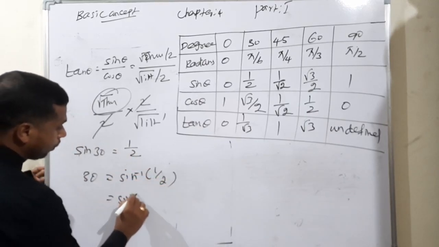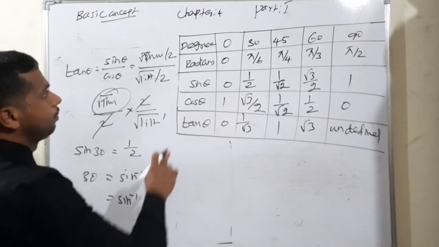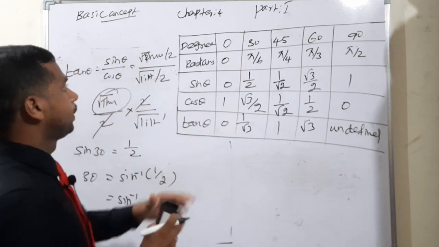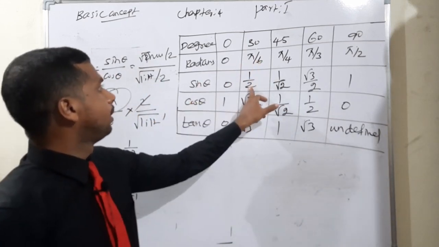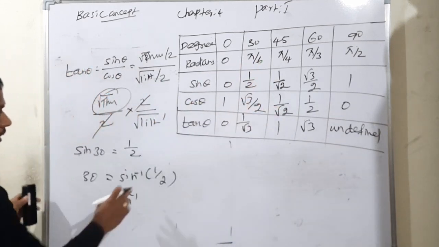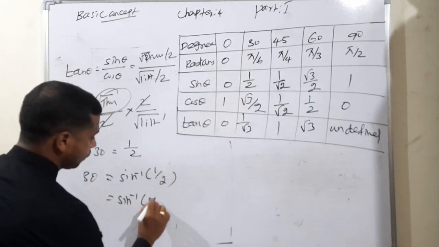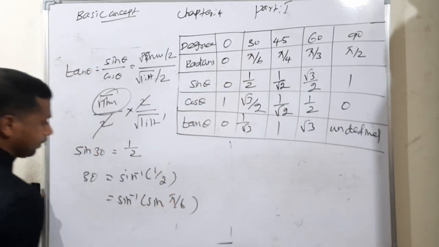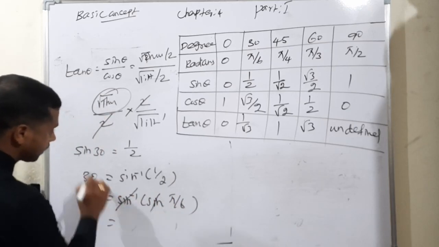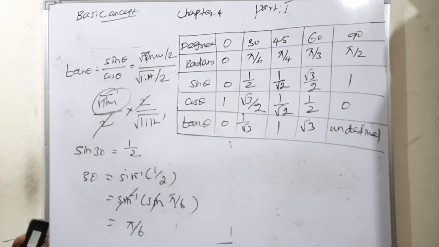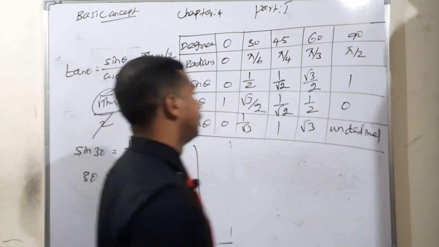We already know the radian value of this. Radians means sin 30, isn't it? We can write sin pi by 6 value will be 1 by 2. So instead of 1 by 2, we can write it in radians as sin pi by 6. Therefore, sin inverse and sin cancel, so sin inverse of 1 by 2 in inverse trigonometric function is pi by 6.